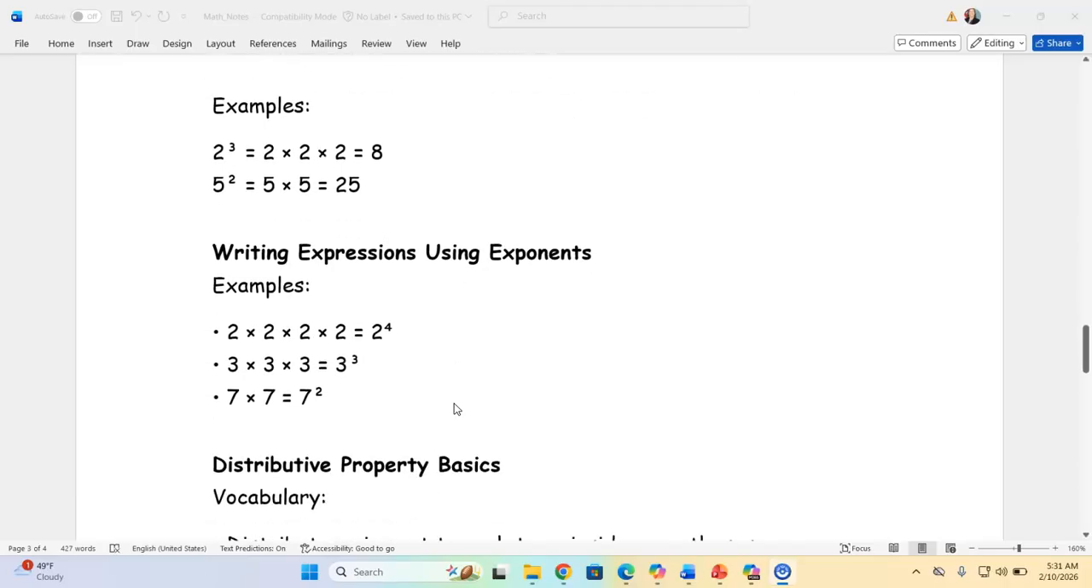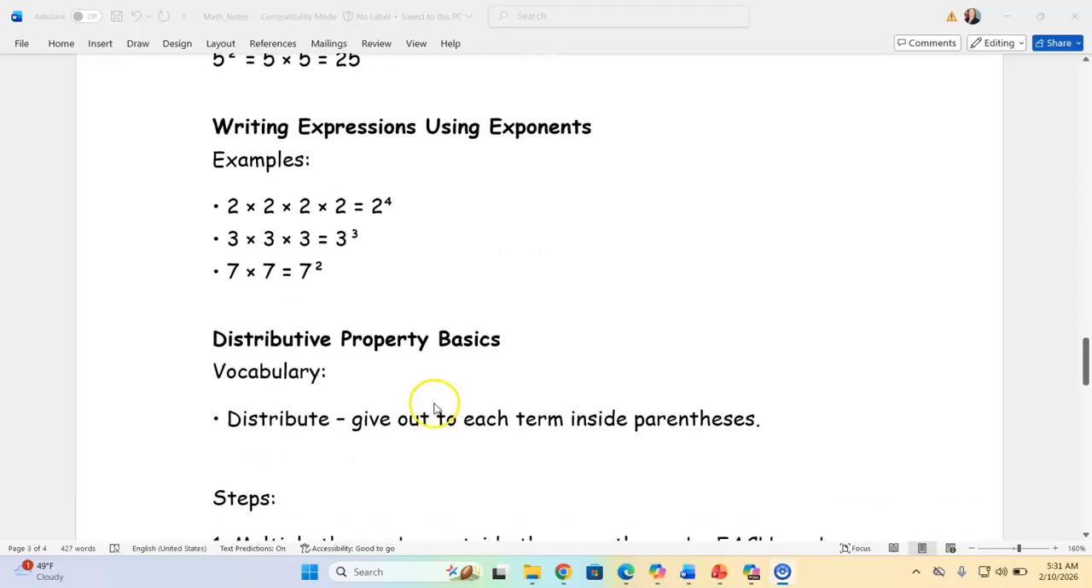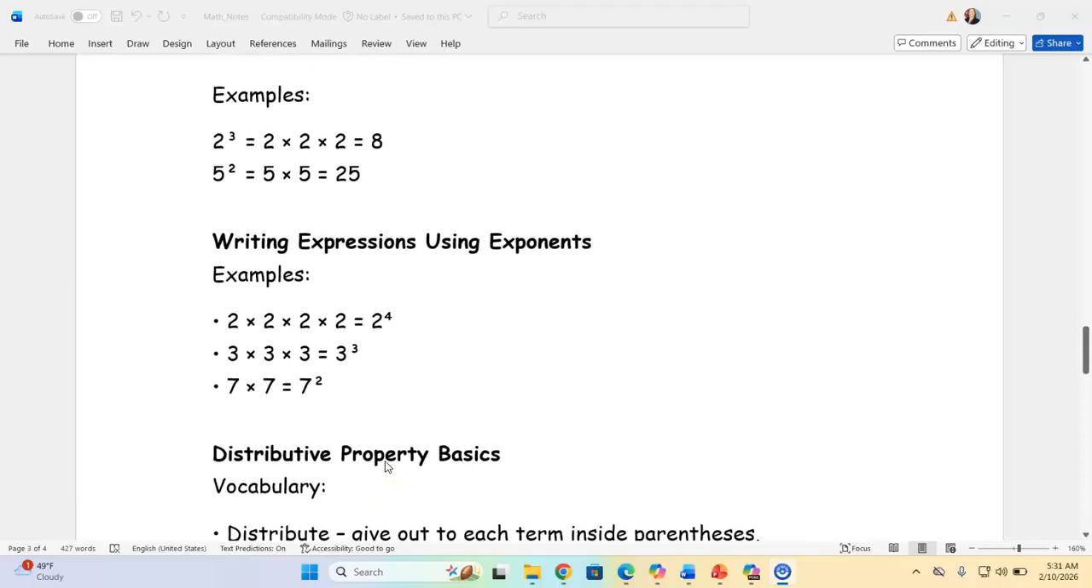Okay. Writing expressions using exponents. So you're really kind of doing this the opposite way. You're taking this, say, 2 2 2, and collapsing it back into 2 to the 3rd power. So if you would imagine 2 2 2, how would you collapse it? It would go back to the left. So you're just reversing it, right? So this is the reverse of the first step.